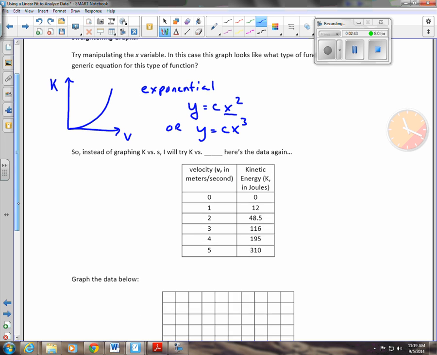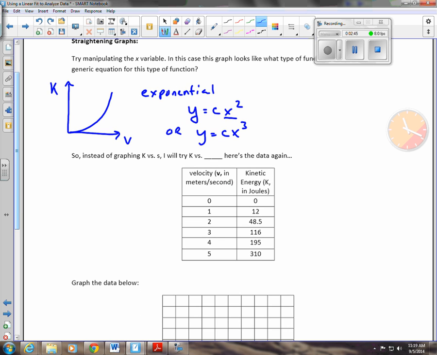So for this, instead of graphing K versus v, I'm going to try K versus v squared. Maybe that'll straighten it. If not, I know it's exponential. Maybe it's x to the third or x to the fourth. But I'm going to try v squared to start with. So I'm not going to graph this on my x. I'm going to make a new column for velocity squared.